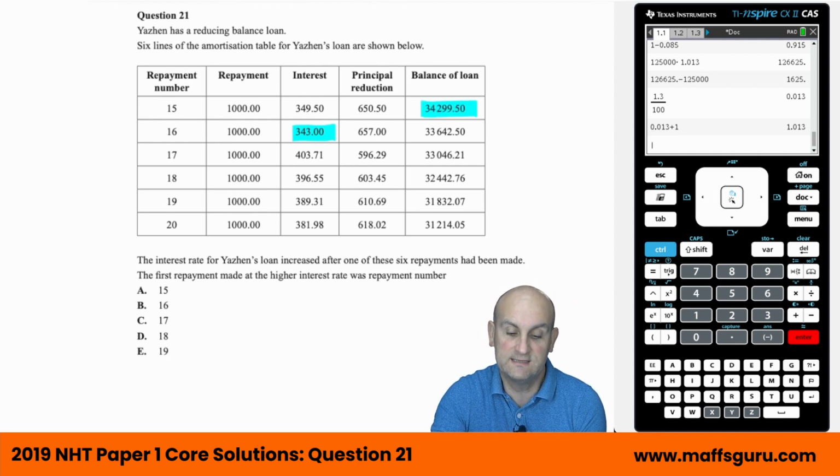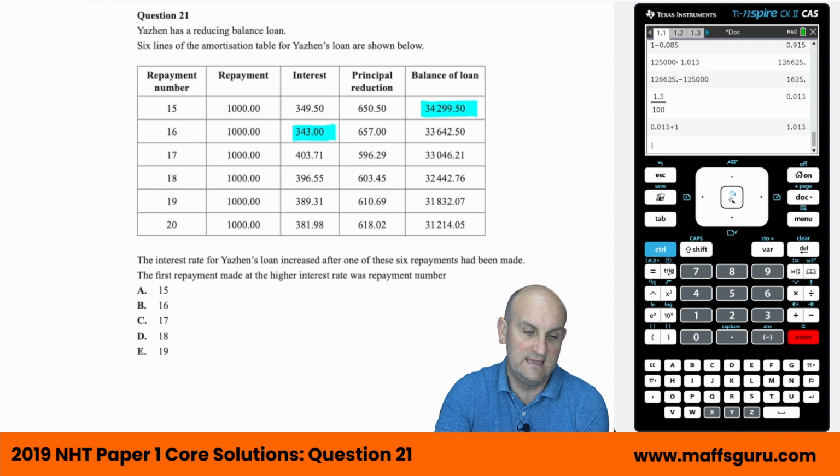So by the looks of things, that's what we've got to do. Look at the interest rate, all right? And work out which one. I don't think it can be 15 either because we don't have anything. So I think you can automatically discount A because it's just not going to work.